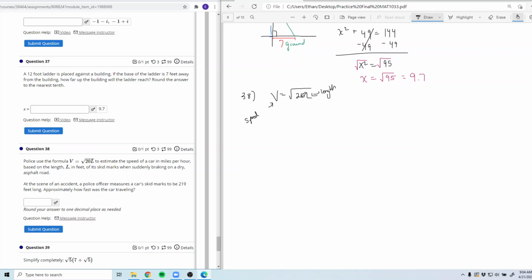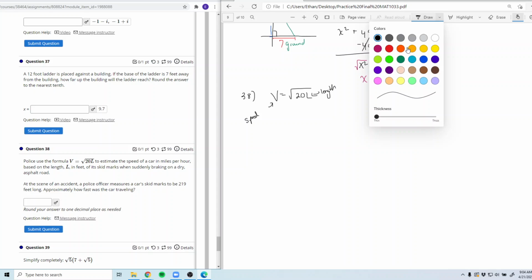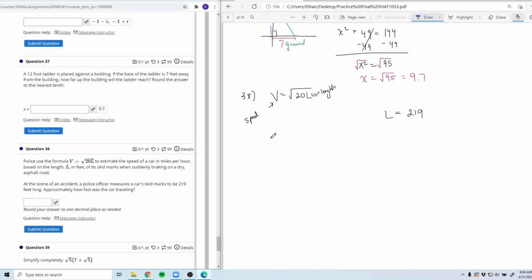At the scene of an accident, a police officer measures the car skid mark L. So it's telling us L equals 219 feet. What is V? What is the speed? Well, all we have to do here is plug in 219 for L. We get square root of 20 times L. Notice the L, which is 219, is under the square root.